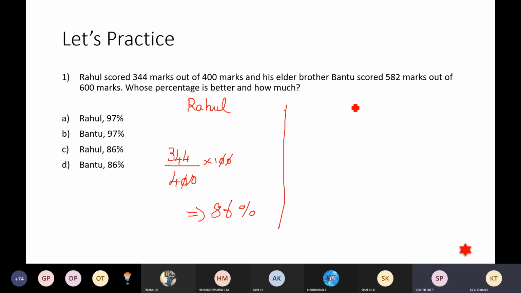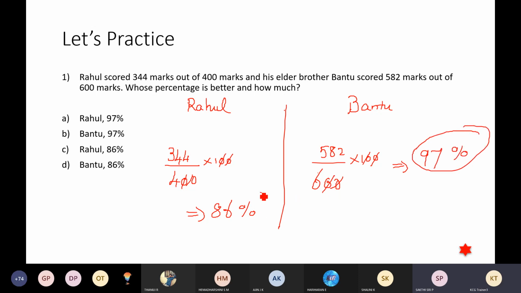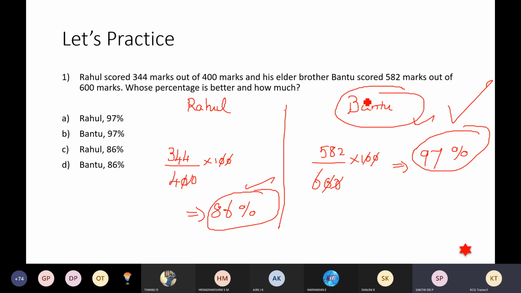But there is the next guy. What's his name? Bantu. So what this guy does is, out of 600 marks, he scores 582. So into 100 will give me the percentage. What's my answer here? I get 97 percentage. So out of these two percentages, 86 and 97 percentage, which one is better? So obviously getting 97 percentage is better. And who gets it? Bantu gets it. So my answer is Bantu gets a better percentage, and that is 97 percentage.